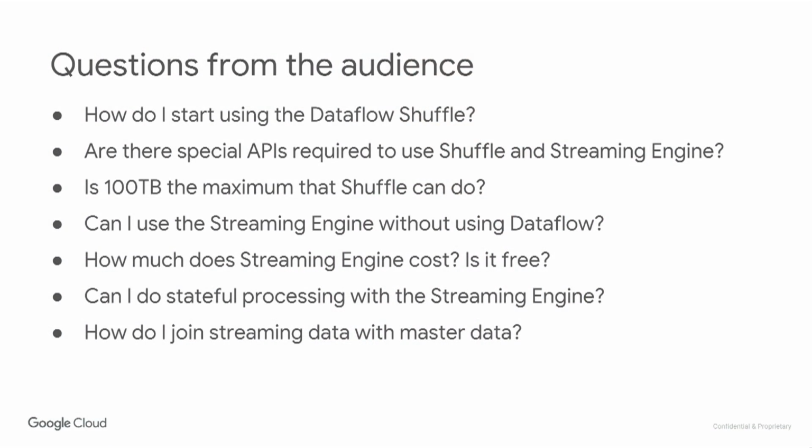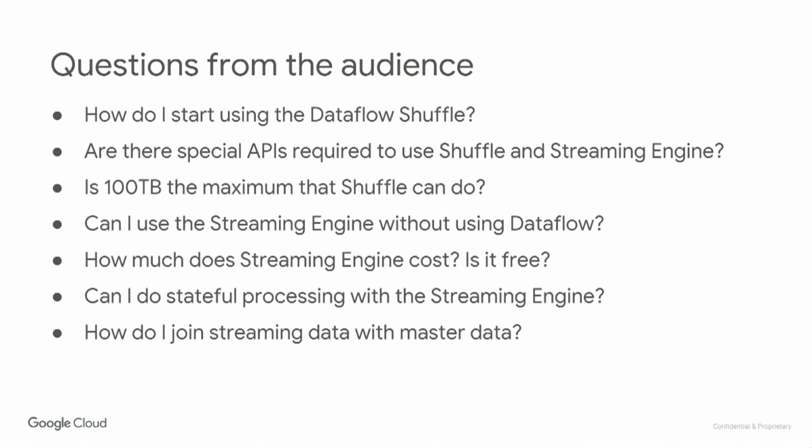The second question is about APIs. Are there any special APIs required to use Shuffle and Streaming Engine? No special APIs are required. You're still thinking in terms of a directed acyclic graph. You write your Dataflow pipelines using either the Python or Java SDK, using the same commands, same transforms that you're used to. Remember, when you decide to use these two components, anytime you use a co-group by key or a group by key, these are the two operations which use Shuffle and Streaming Engine.